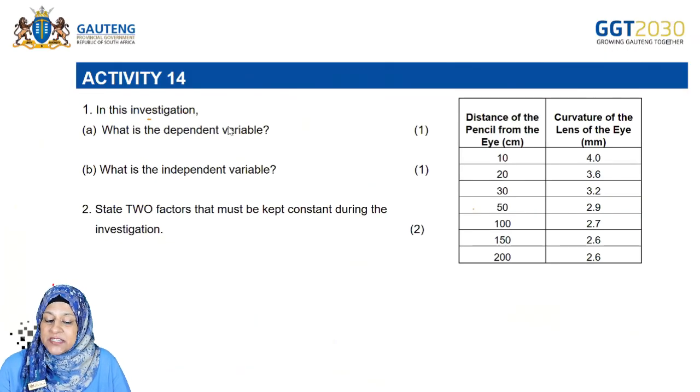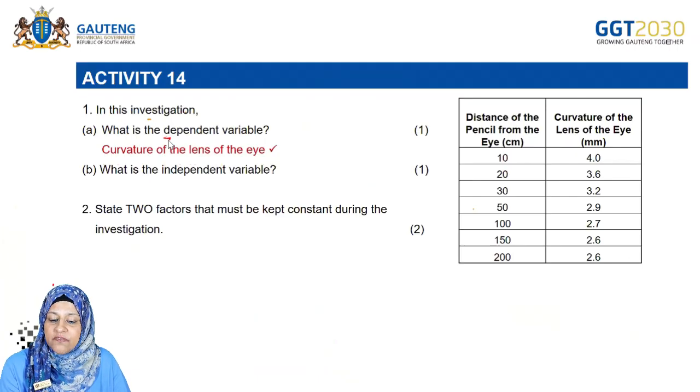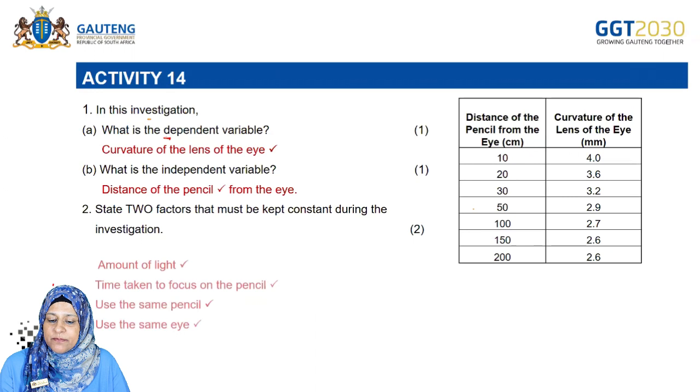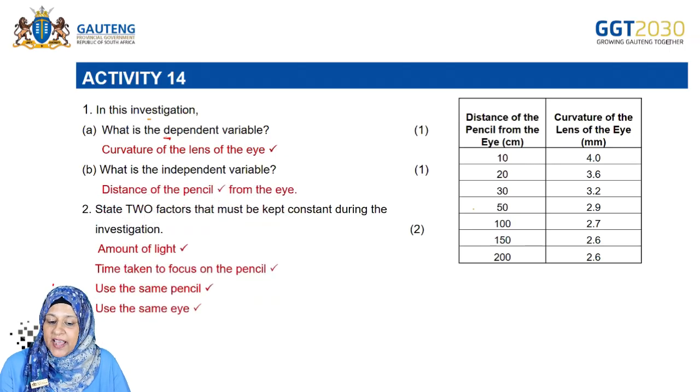What is the dependent variable in this investigation? We're asking you dependent one first. Okay, you are measuring then the curvature of the lens of the eye. That's your dependent variable. Your independent variable will be the distance of the pencil. State 2 factors that must be kept constant in this investigation. What do you think must be kept constant in this investigation? Right. It is the amount of light, the time taken to focus on the pencil.